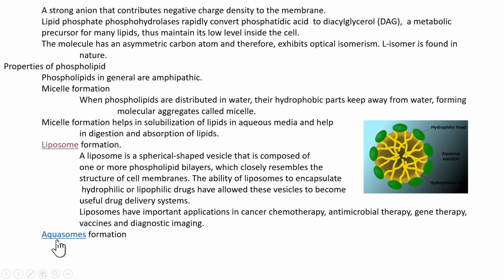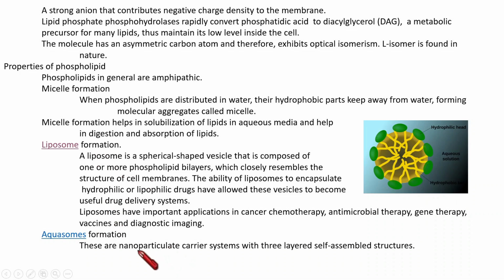Then another property: it can form aquasomes. What are aquasomes? An aquasome is again a spherical structure, but they are nanoparticulate carrier systems. Nanoparticle means very small particles. And it has a three-layered self-assembled structure. These aquasomes are also carriers in function. They are also used in drug delivery, and they have three layers in that spherical structure.